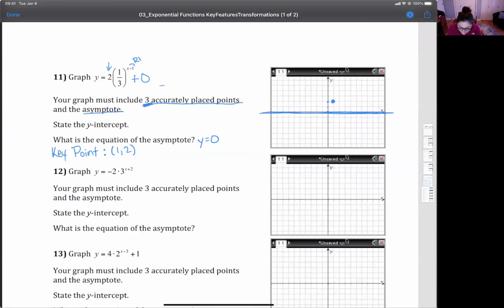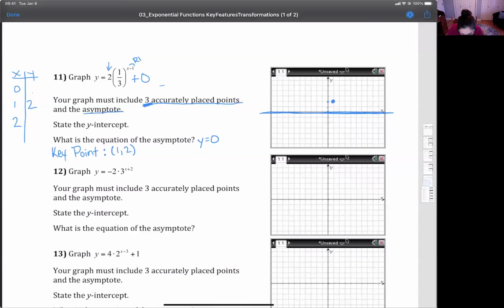Now it also wants me to state the y-intercept, and I need 3 total points. So just that 1 point isn't going to cut it. Since I want the y-intercept, I'm going to go ahead and make a table. And I'm going to plug in x is 0 so that I can get the y-intercept. I already know I have the point 1, 2. So my third point, maybe I'll try the point 2, something.